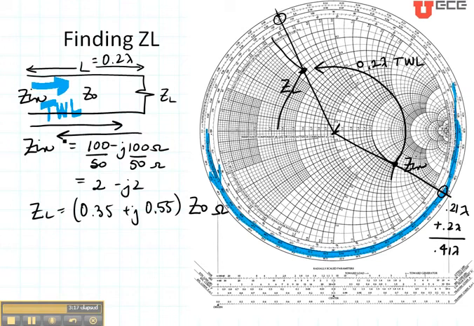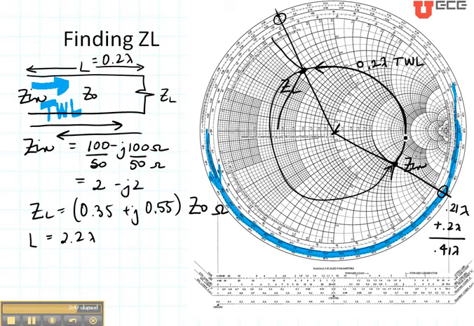Now I'd like to talk about a few other complexities on finding this distance. Let's consider what would happen if my length had been 2.2 wavelengths instead of just 0.2 wavelengths. Well, what I would have done is I would have started here and I would have moved towards the load a distance of half a wavelength, which would have brought me back to exactly the same point I am here. One time around the Smith chart is equal to 1/2 of a wavelength.